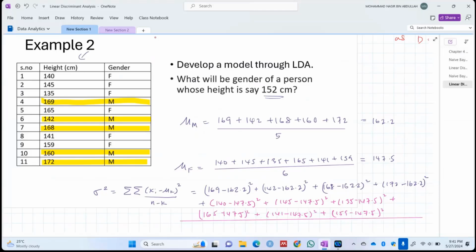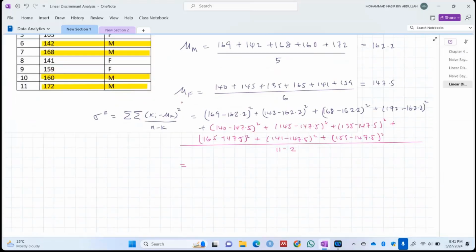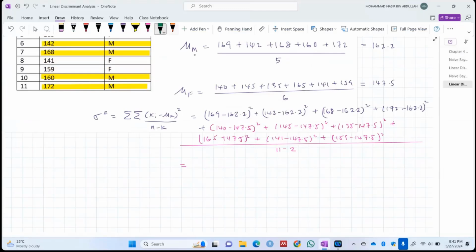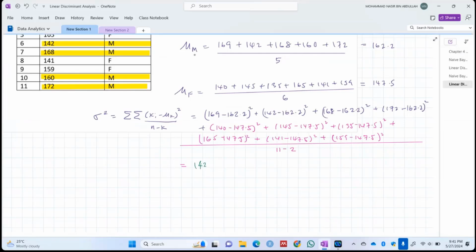So all divided by 11 minus 2. Can you calculate the answer? So what is the answer? One point 14261. Are you sure?